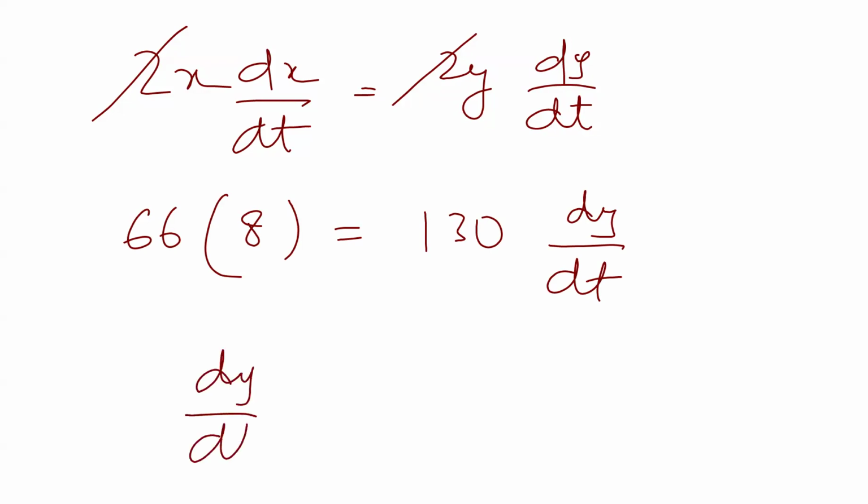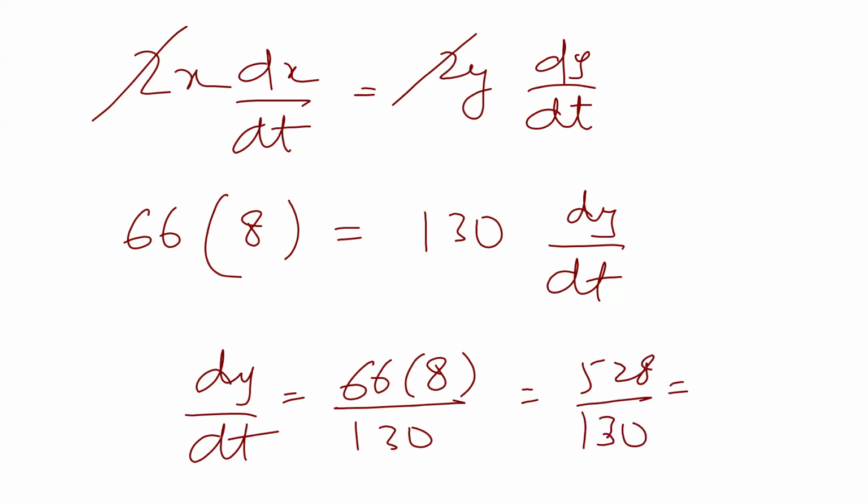So dy by dt is 66 into 8 upon 130. You can divide and calculate the answer. 66 into 8, as I can see on my calculator, is 528, divided by 130 is 4.0615 meters per second. Because y is the string out, it is the distance between the person who is flying the kite and the kite, the hypotenuse. So that completes this particular exercise.